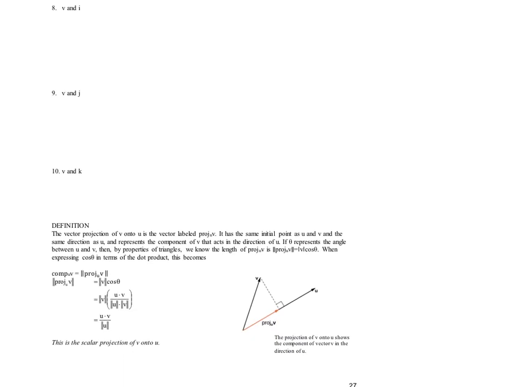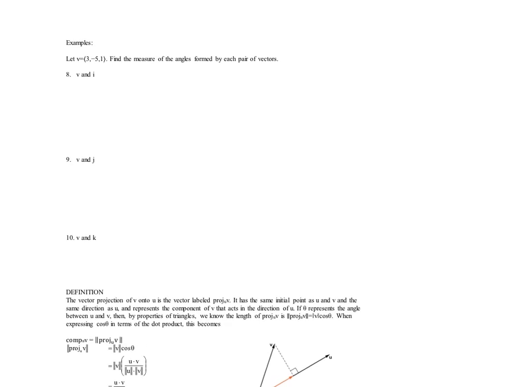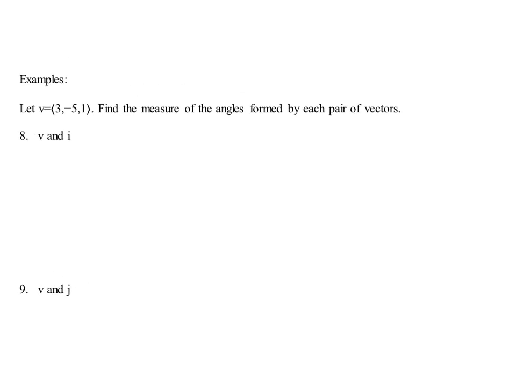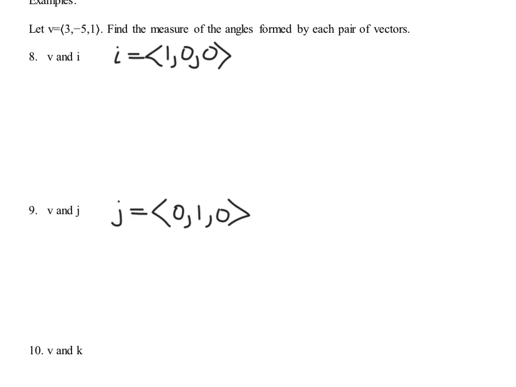All right, so 8, 9, and 10 are along the same lines. So V and I, V and J, V and K. Just to touch on it for a sec here, vector V is given. I is the vector 1, 0, 0. Now we're in 3 space, so it's 1, 0, 0. If we're in 2 space, it's 1, 0. So it all is relative. J is 0, 1, 0. This is all typed out for you a couple pages ago, but sometimes you need to hear it said. K is 0, 0, 1.